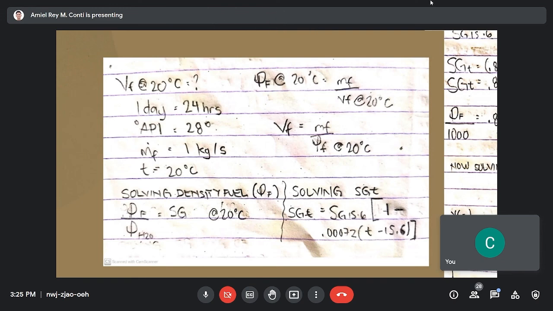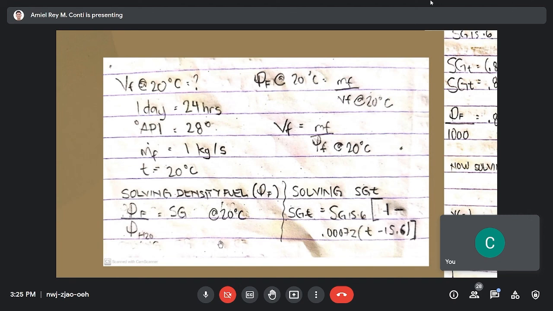So, yung working formula to calculate yung volume ng fuel is yung density. Ang hinahanap dyan, meron na tayong mass ng fuel. Ang hinahanap na lang is yung density. Density ng fuel, meron din siyang formula, which is yung specific gravity.